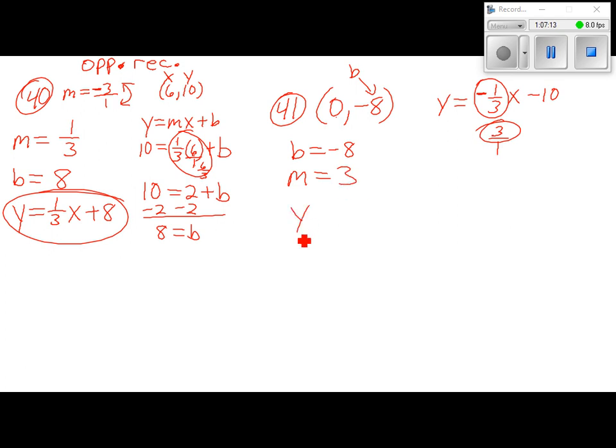In our equation, y equals our slope times x. And then -8 is our y-intercept, so -8. That's our equation.